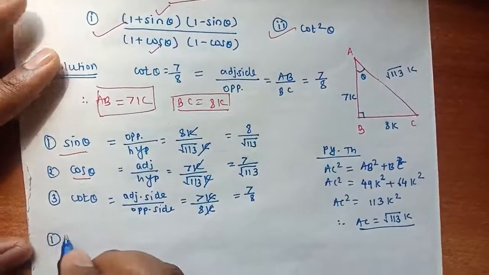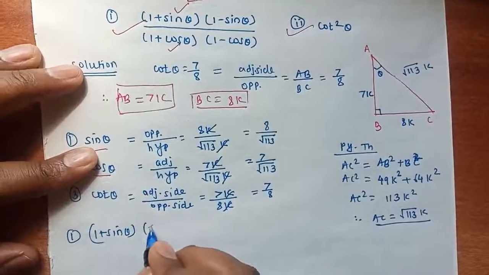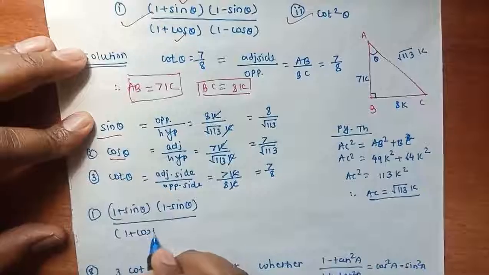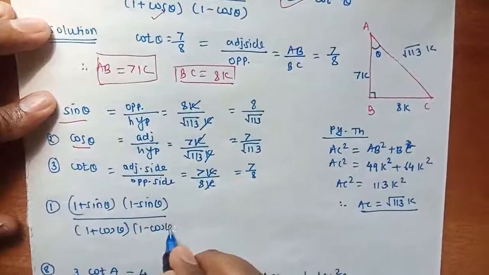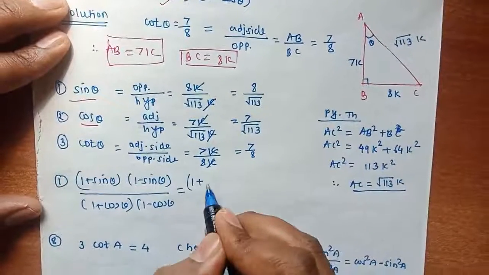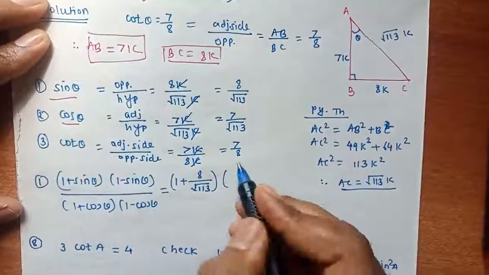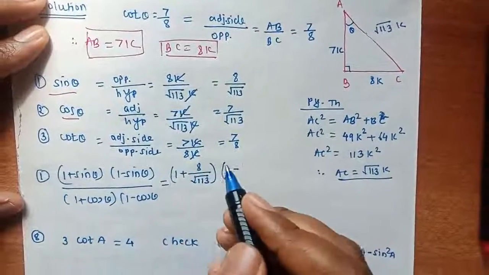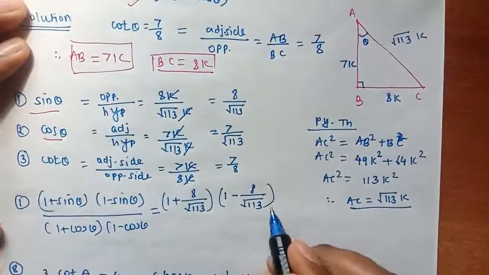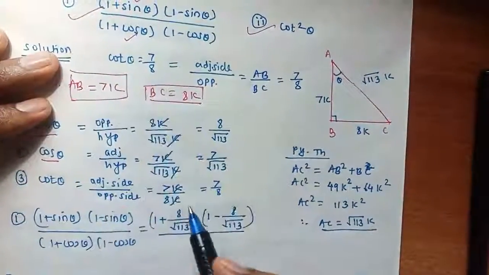So first sum, this is 1 plus sine theta into 1 minus sine theta divided by 1 plus cos theta into 1 minus cos theta. This is the thing we have to find out. 1 plus sine theta, 1 plus sine theta. So sine theta value is 8 upon root of 113, into 1 minus sine theta. Sine theta, we know again 8 upon root of 113, divided by 1 plus cos theta.